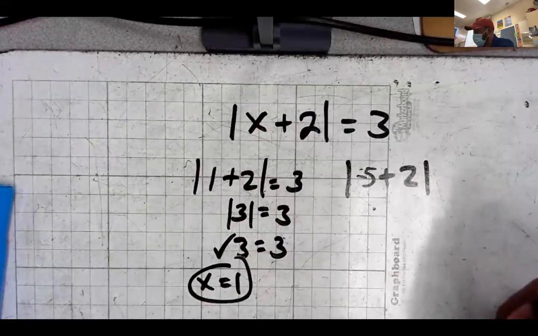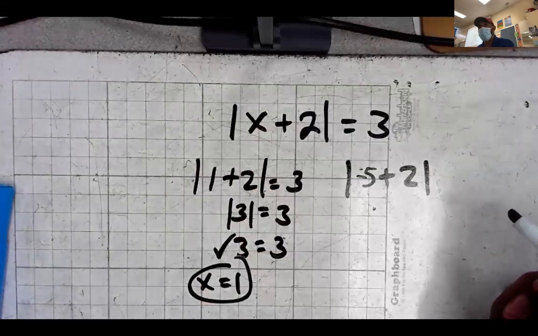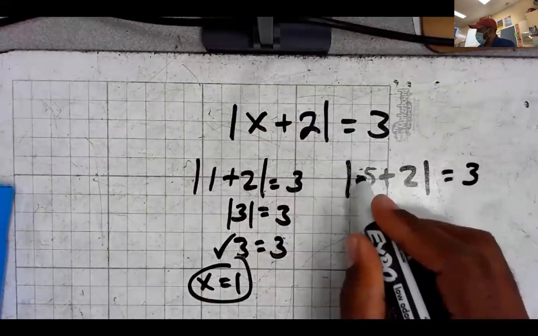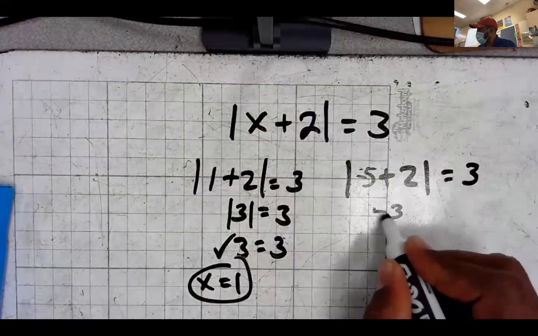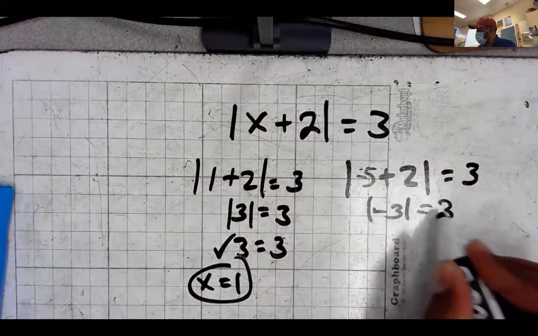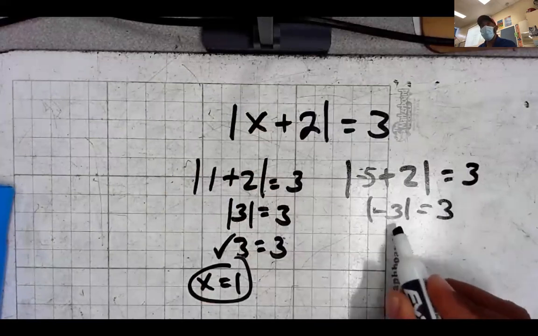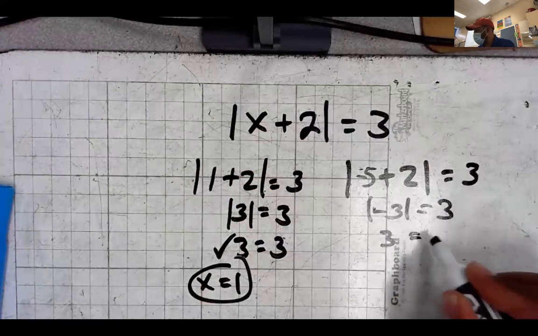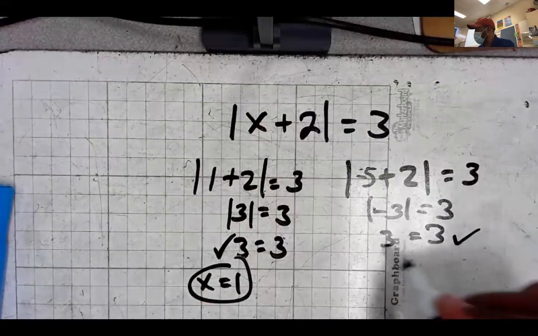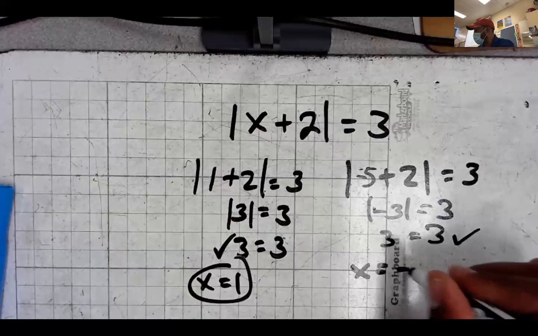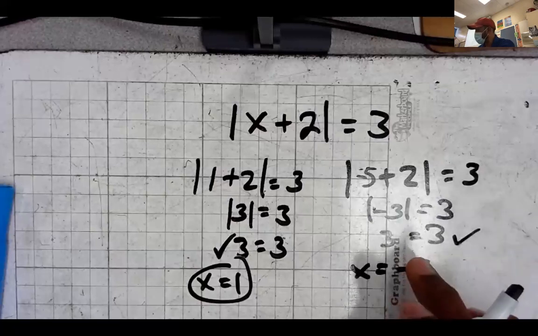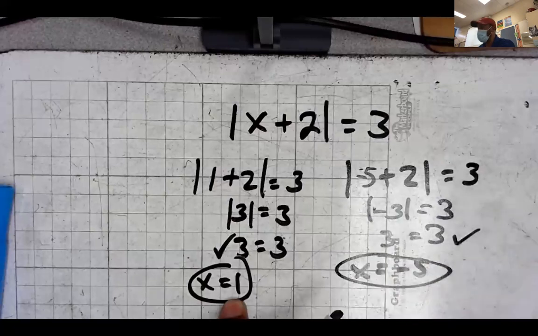Well, -5 plus 2 is -3. So now if I add these two together, that's -3. And now the absolute value of -3 is +3. So that also works, which means that not only is +1 an answer, but -5 is an answer. So you have 2 solutions, not just one.